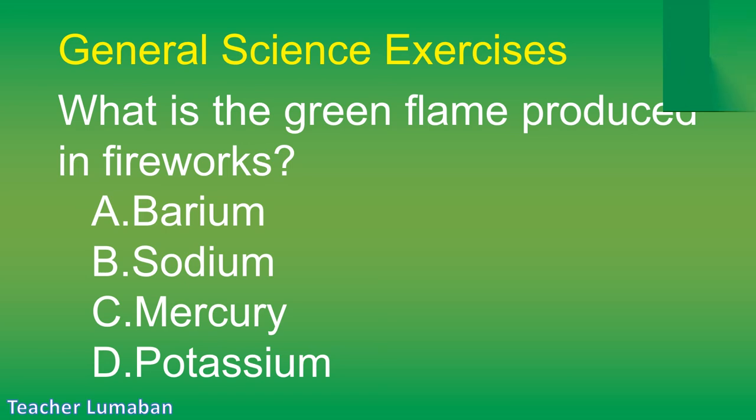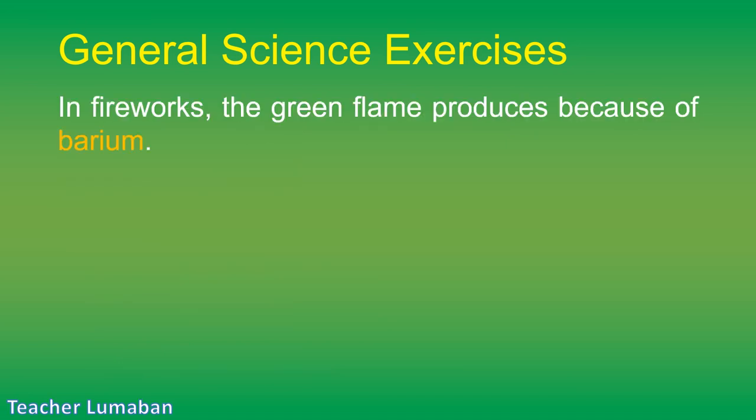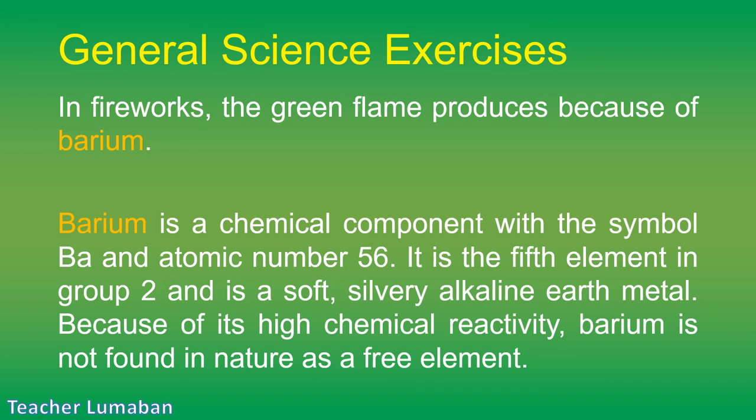The correct answer is letter A, barium. In fireworks, the green flame is produced because of barium. Barium is a chemical element with the symbol Ba and atomic number 56. It is the fifth element in group 2 and is a soft, silvery alkaline earth metal. Because of its high chemical reactivity, barium is not found in nature as a free element.